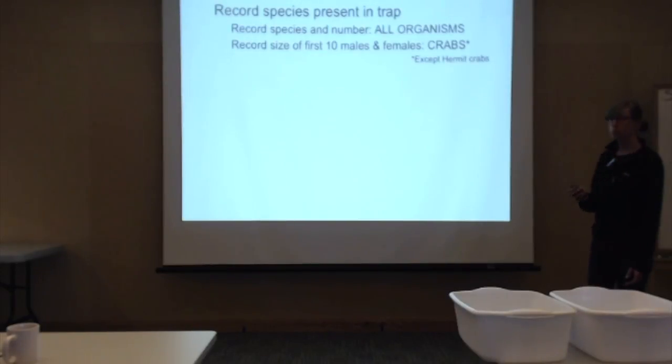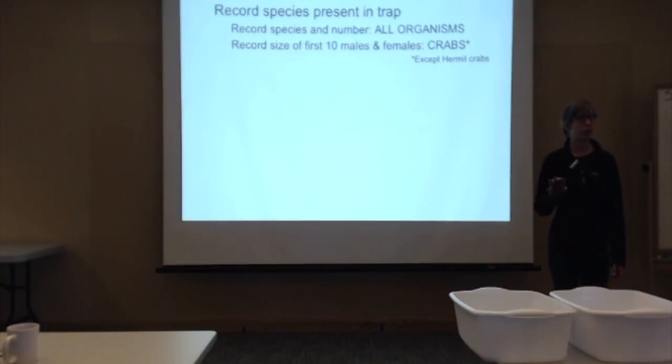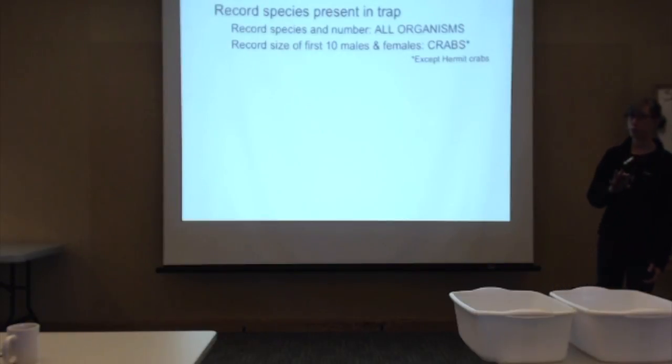Crabs has an asterisk because you don't have to do this for hermit crabs. As Sean mentioned, the grainy-handed hermit crabs retract into their shell, so identifying sex and size, the measurement is different. It's too complicated. You don't have to worry about that. But for all of the other species of crab, we would like to have the size of the first 10 males and 10 females. Okay, so males and females.